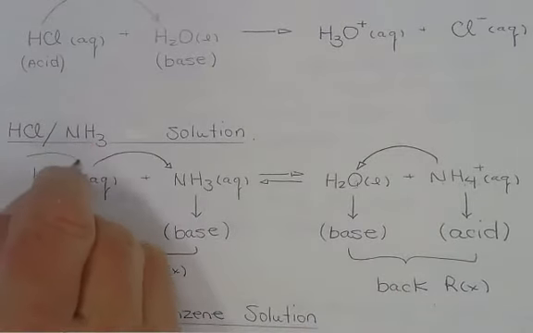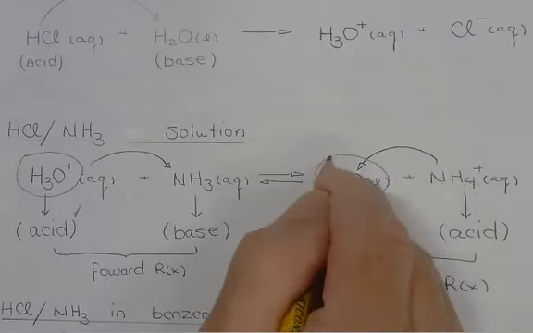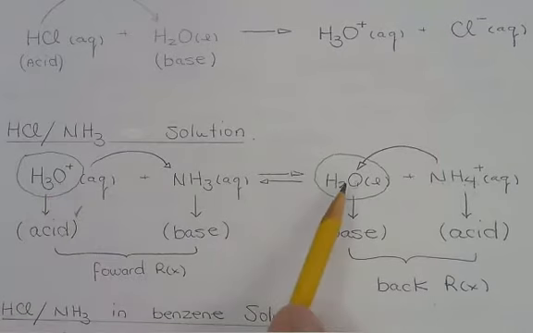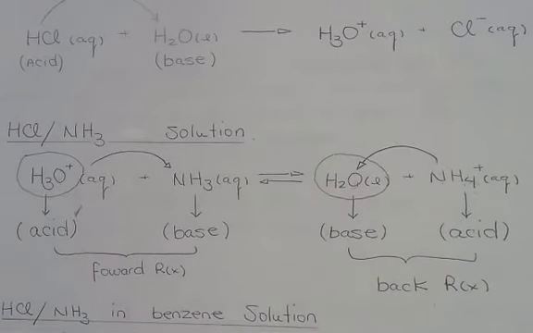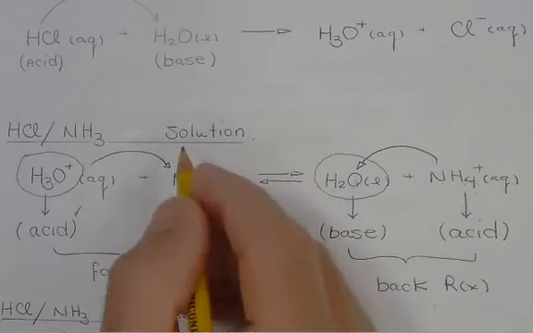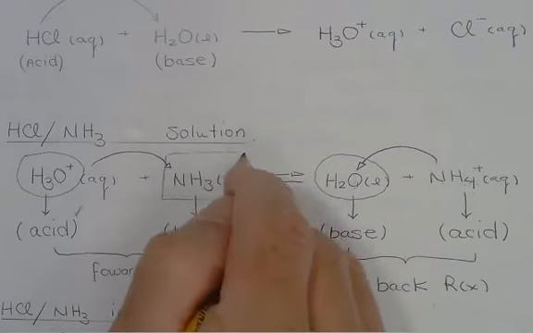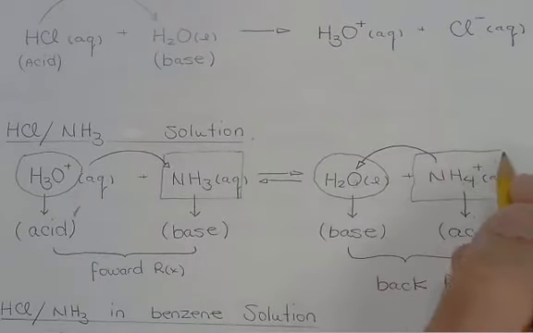I'm going to circle them. The first conjugate base pair is water and hydronium. Hydronium is the acid because it has one more proton than its conjugate base. Its conjugate base is water. I'm going to put boxes around these two. These two are cousins. They're the nitrogen-containing compounds. They're very close to each other. They differ only by one hydrogen.